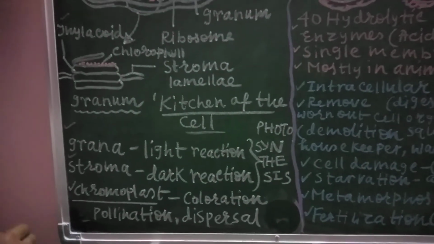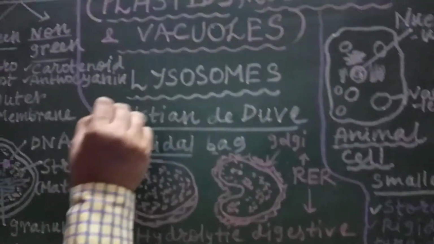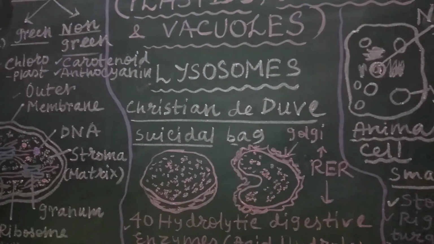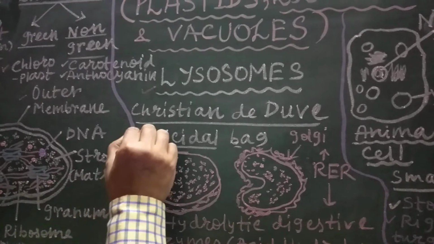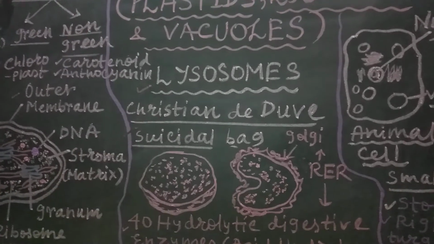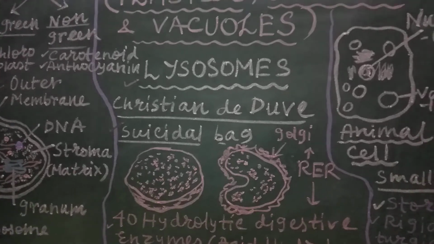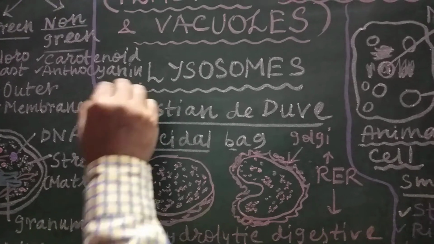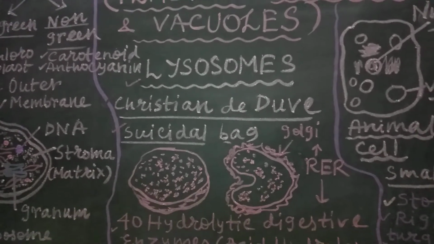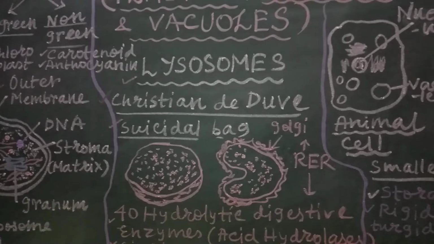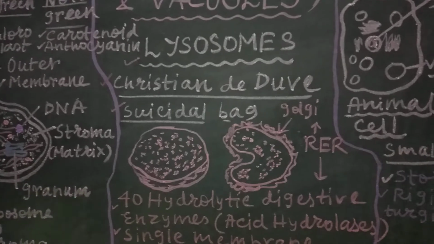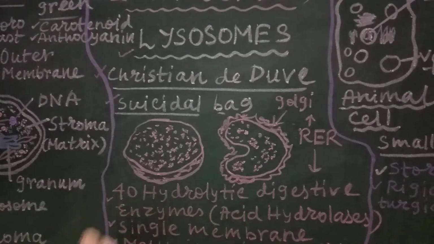That is about chloroplast. Now we are going to discuss a single membrane structure called the lysosome. Lysosome has different names. A very familiar name is suicidal bag, due to its intracellular digestive function. Christian de Duve is the scientist who first discovered lysosomes in the cell. Lysosomes are mostly present in animal cells. They are very rarely present in plant cells.